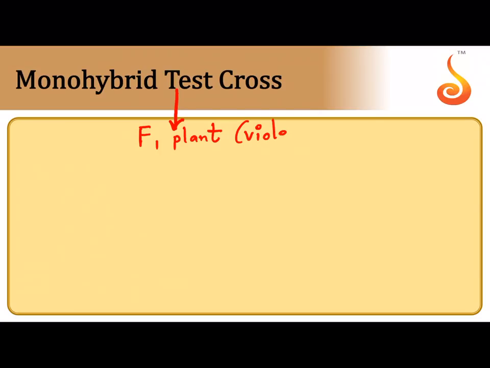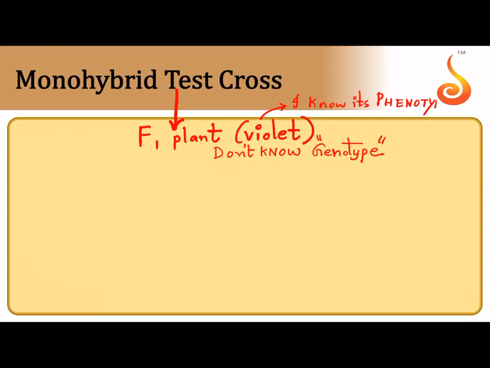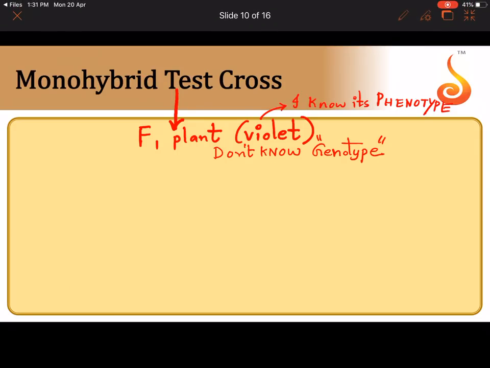Say I had a violet F1 plant. I am not writing the genotype because I don't know the genotype. So now I'm actually not writing it, so that you don't know it either. What do I know? Violet means what? I can see it, so I know its phenotype, but I do not know its genotype.